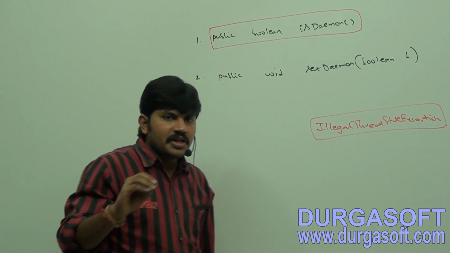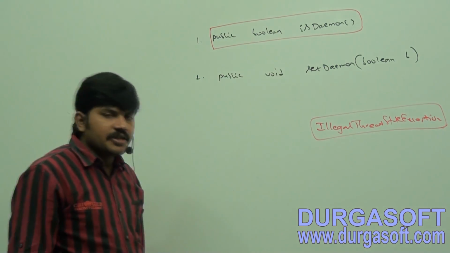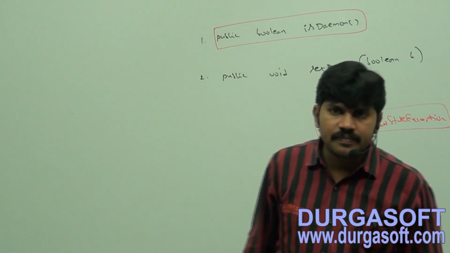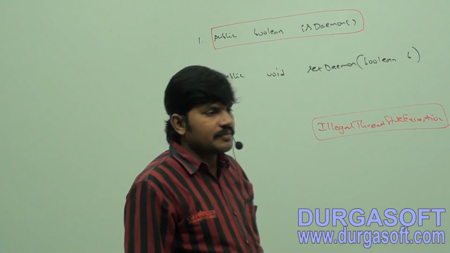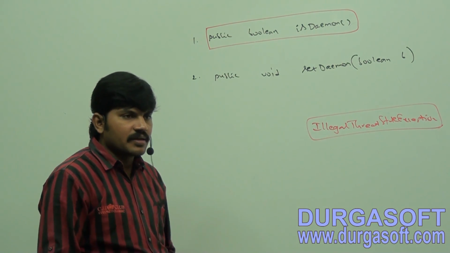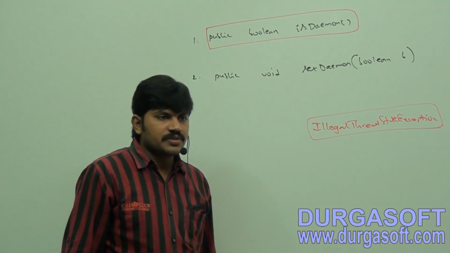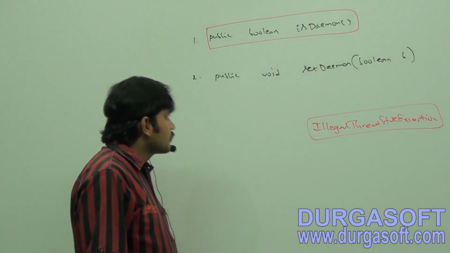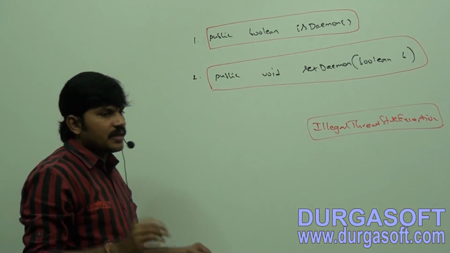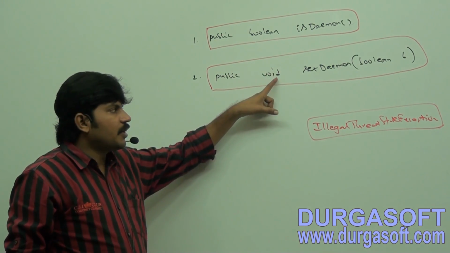Next, we can change the Daemon nature of a thread by using the setDaemon method. Take the second method: public void setDaemon(boolean b).